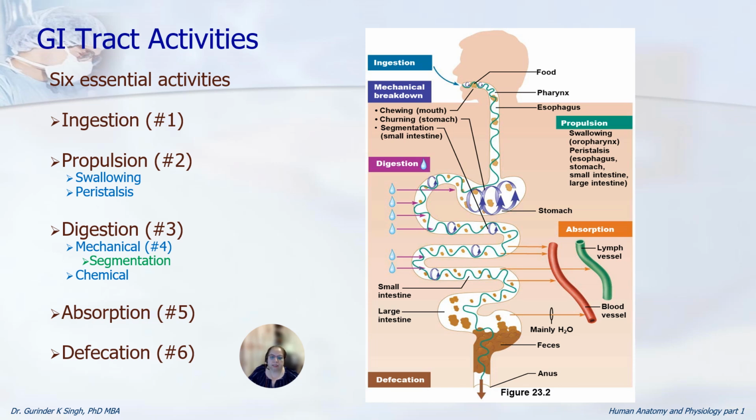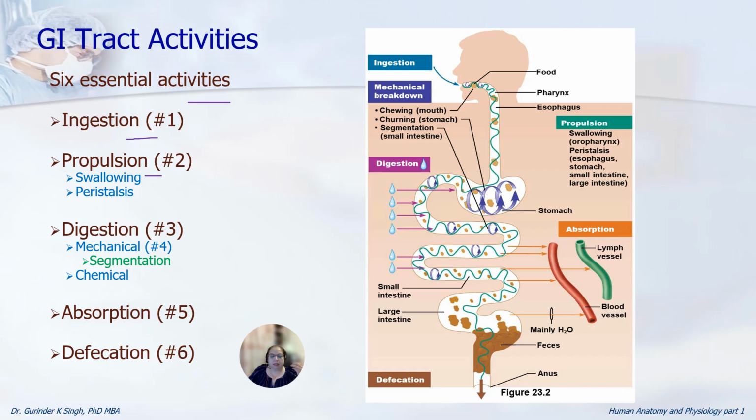Okay, so let's now discuss what are some of the activities which the GI tract, or we can call it the digestive system, does. There are 6 essential activities which the GI tract does. Number 1 is ingestion, ingesting the food. Second is propulsion, meaning pushing the food through this long tubular structure.